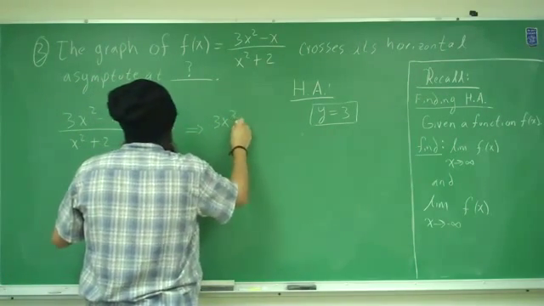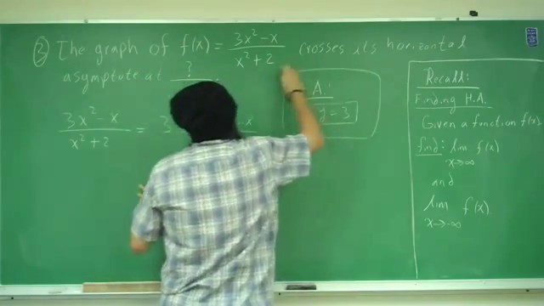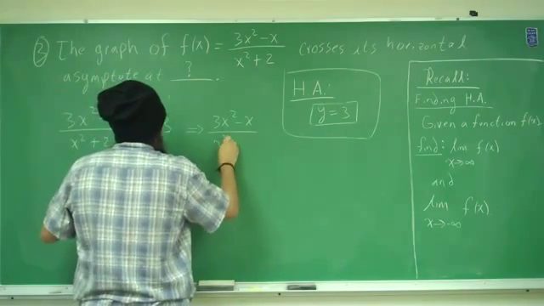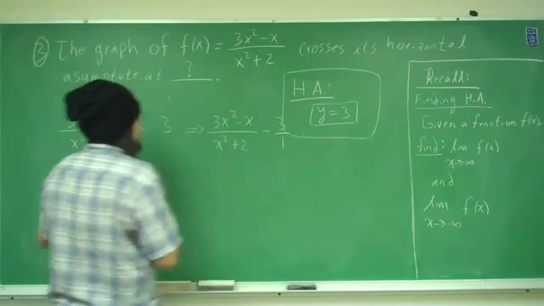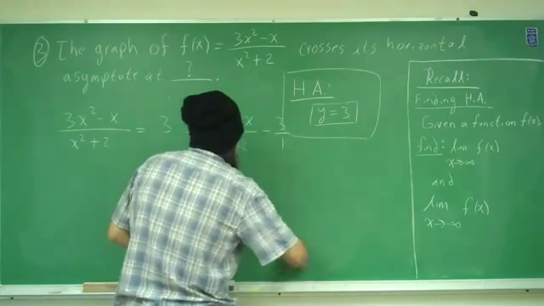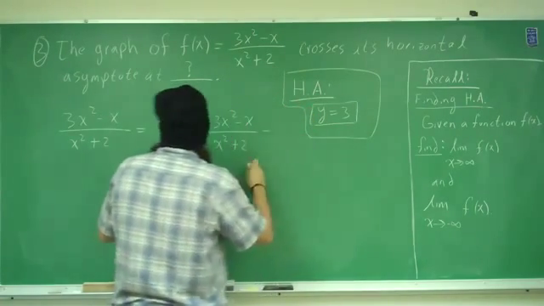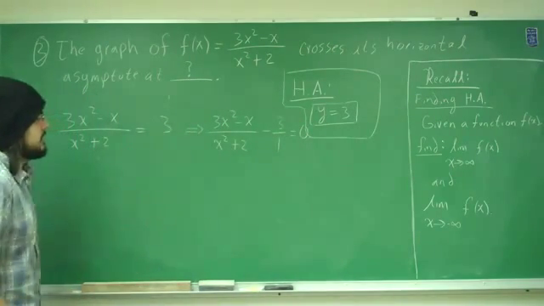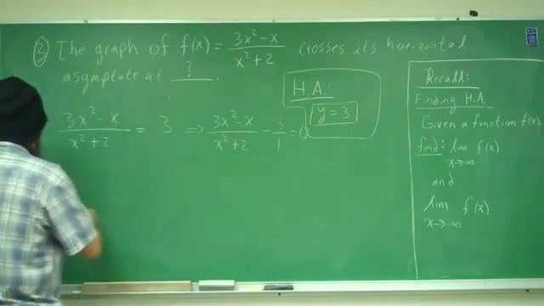So I'm going to get (3x squared minus x) divided by (x squared plus 2) minus 3 over 1, and that's equal to 0. Now move the 3 to the other side. Okay, so now I want to combine these two fractions. In order to combine these two fractions, we need the LCD.